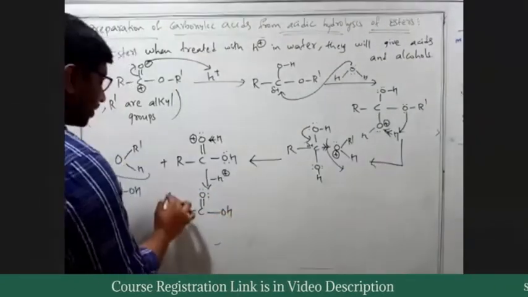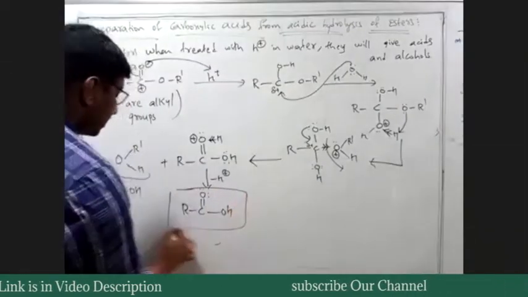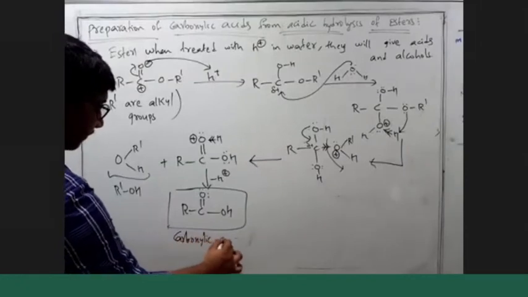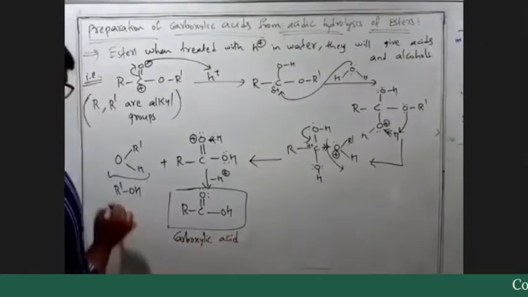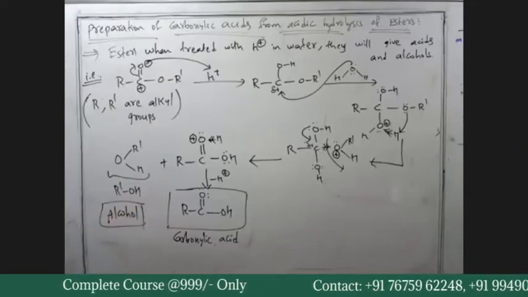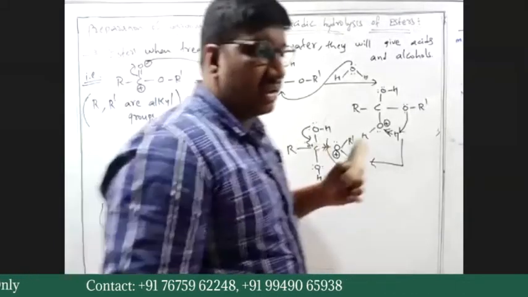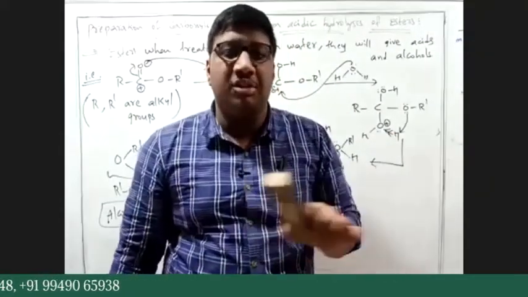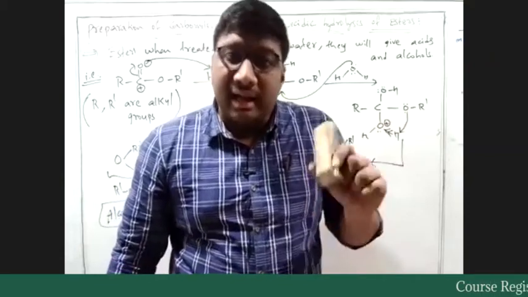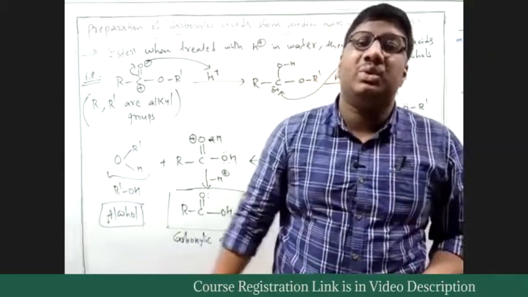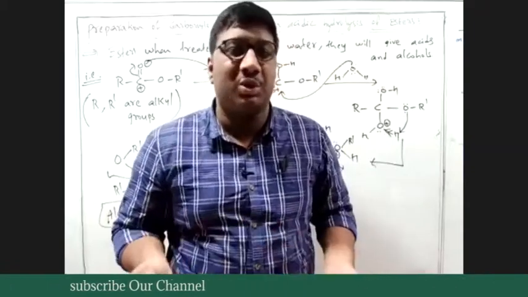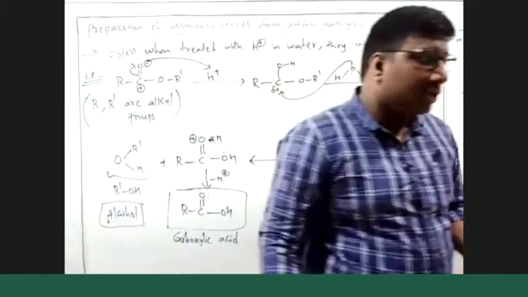Or C double bond OH. This is our acid, this is our carboxylic acid. And this is our alcohol. This was our alcohol. And you should listen to this lecture clearly because no such explanation will be given in your textbooks. They will only give you the products and say acidic hydrolysis of esters gives you acids. That's it. But why are acids produced? You don't know. You will never know that. You should understand this class.